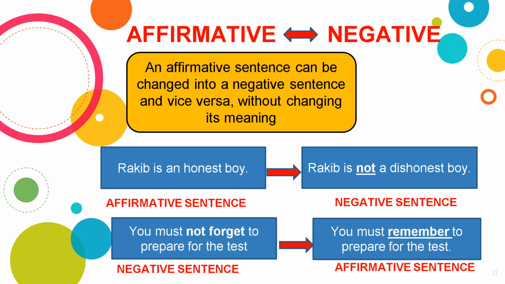The second example, you must not forget to prepare for the test. Now, which type of sentence is this? Let me read once more. You must not forget to prepare for the test. Here you have the word not. So, therefore, this sentence is a negative sentence.